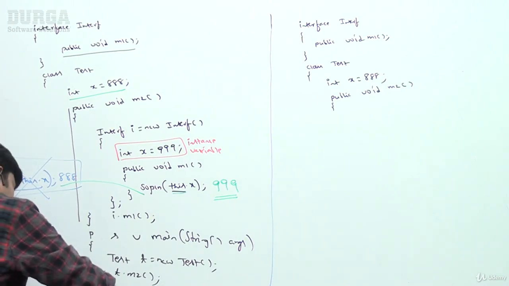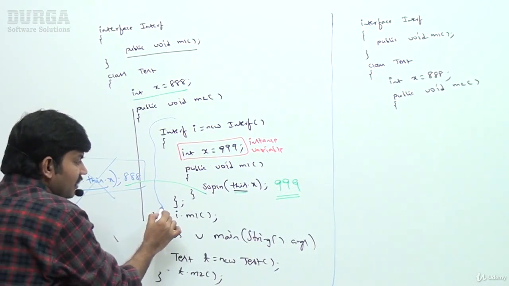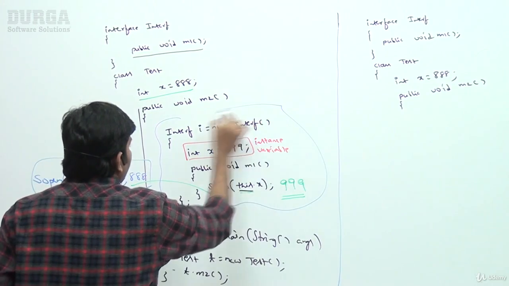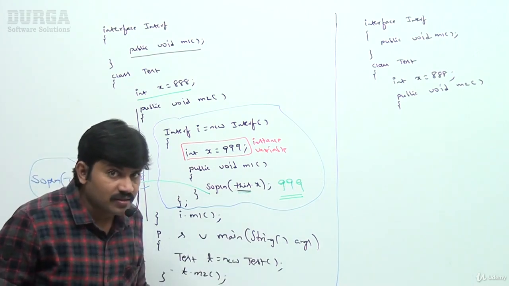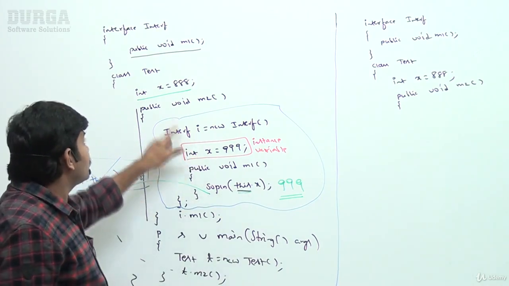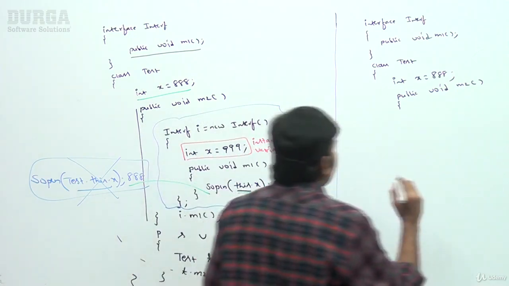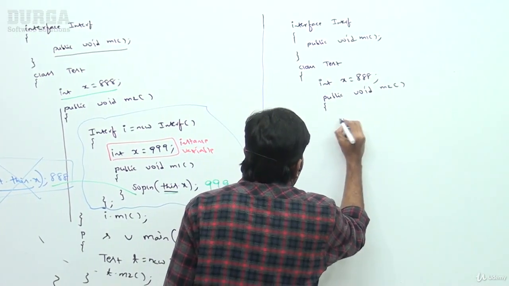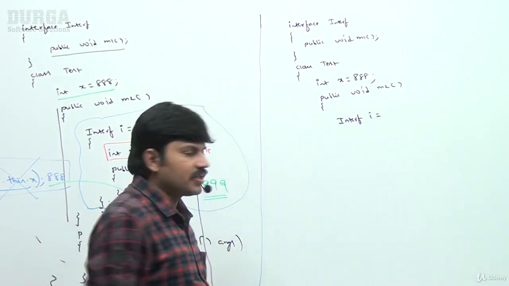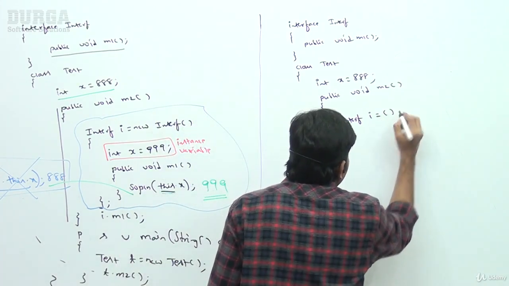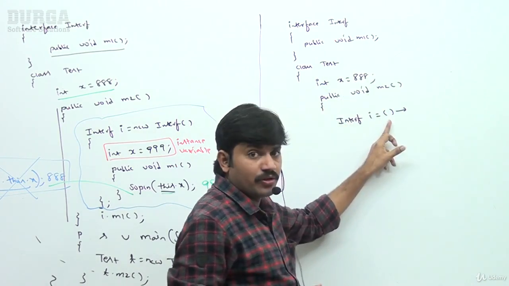Inside m2, instead of this anonymous inner class, I want to replace it with the lambda expression. Is it possible or not? Yes, because this anonymous inner class implements a functional interface only. Happily you can replace it, no problem at all, sir. What I will take here is interface I is equal to lambda. It always refers to the m1 method, you know, right?